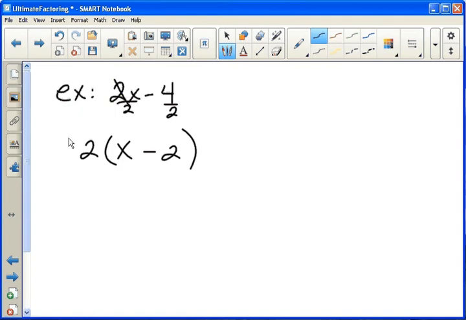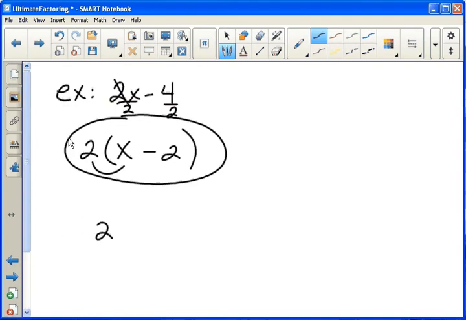If you ever want to check your answer, you can do so by multiplying it back out or distributing. So we'll do that on a few of these, not all of these. If we do 2 times x, that gives us 2x, and then 2 times negative 2 is negative 4. And you can see that gives us exactly what we had back. So we know then that we have factored correctly, and it's 2 times x minus 2.